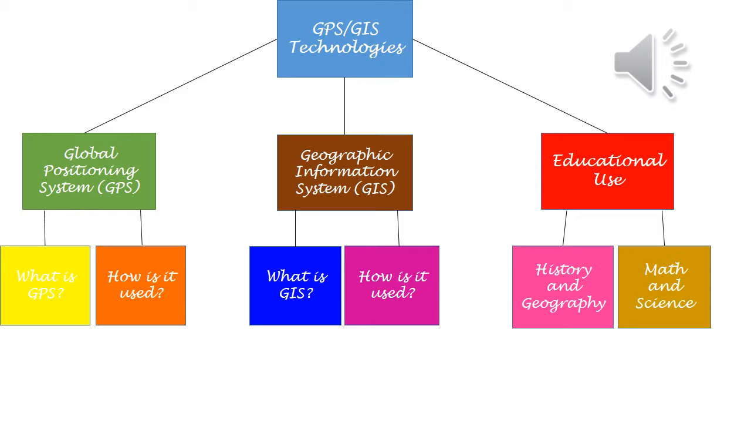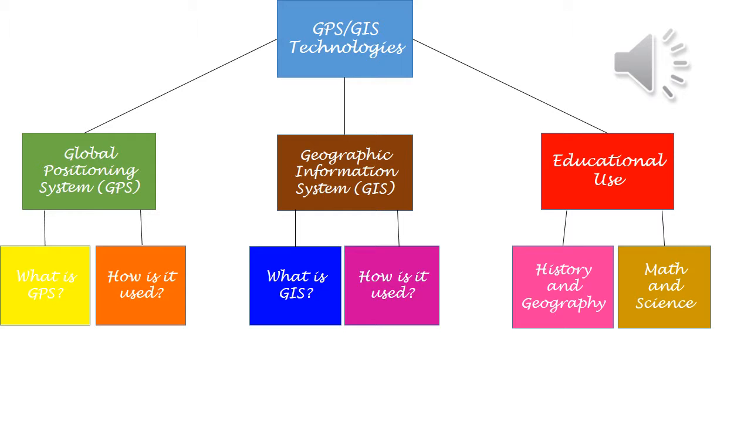My yellow box is what is GPS, and I think that's very important for us to remember so that we'll know how to use it, which is why the orange is a little bit darker. The third block is what is GIS, and it's a bright blue. The fourth box is how is it used, and it's a bright purple. These 2 boxes go together for me to know what it is and know how to use it in my classroom.